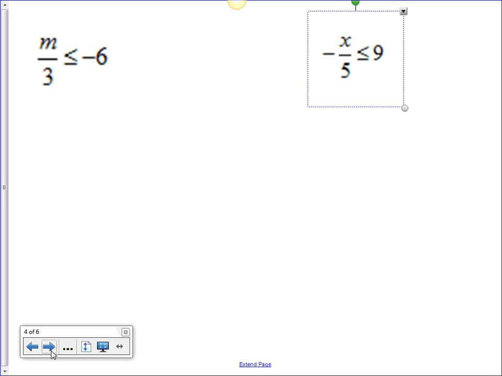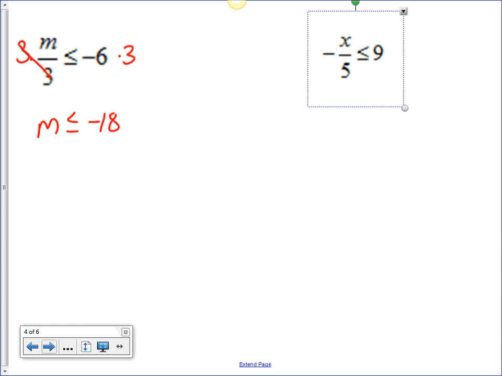If I had these two now, I have m divided by 3 is less than or equal to a negative 6. To solve this one, I would simply multiply by 3 on both sides, and these would cancel out, I'd be left with m is less than or equal to a negative 18.